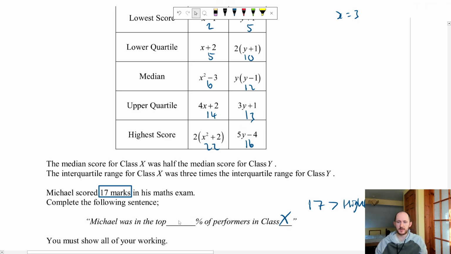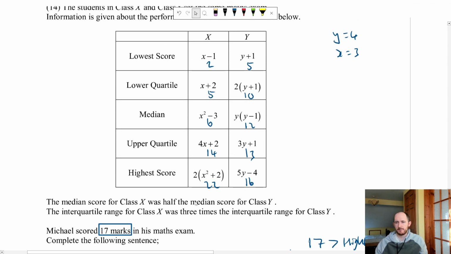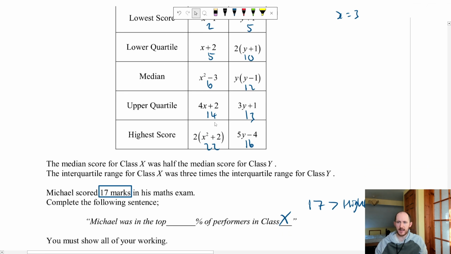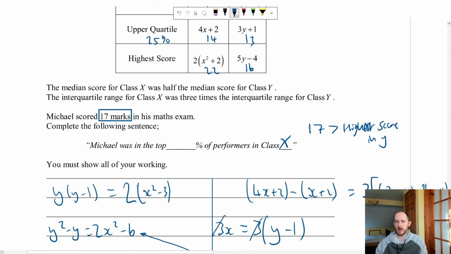So, Michael's in the top something % of performers in a class. What would be a good way to work this out? There's a few ways to work this out. One way is if we have a look at the quartiles, he is in the upper quartile, right? 14 or above is in the upper quartile. Now, what does the upper quartile mean? Well, that is the top 25% of data. So in other words, Michael was in the top 25% of performers.